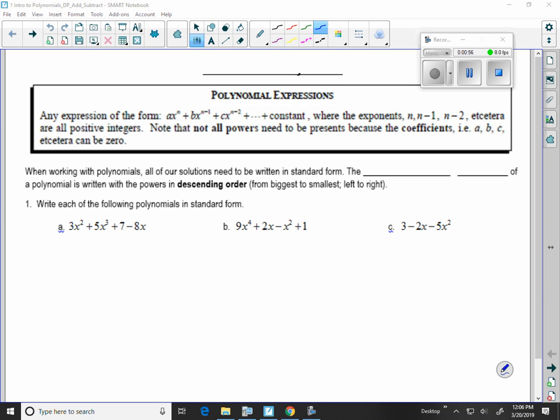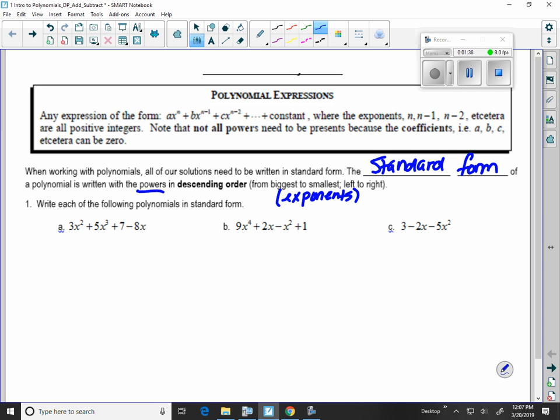Okay. All right. So when we're working with polynomials, all of our solutions need to be written in standard form. The standard form of a polynomial is written in descending order by exponents. Okay? So right here, I want you to put exponents. Okay, and it says powers here, but I know that you're used to the word exponents as well. So the powers or the exponents need to be descending. What does descending mean? Going down. So highest first to lowest.